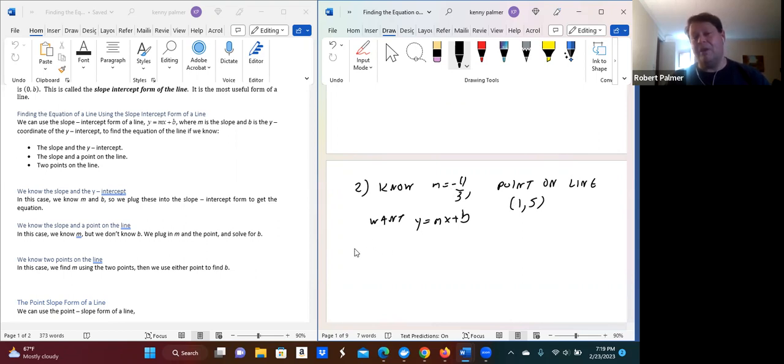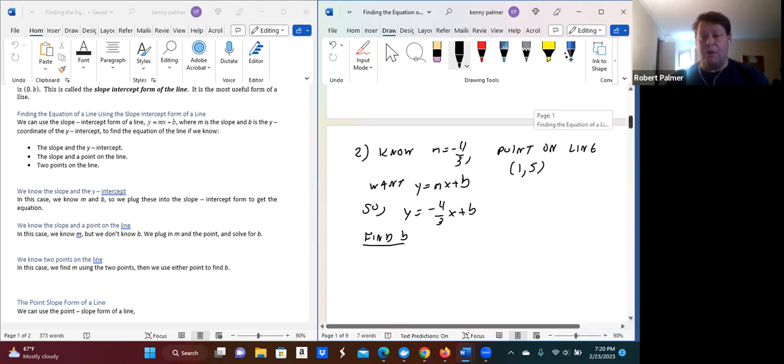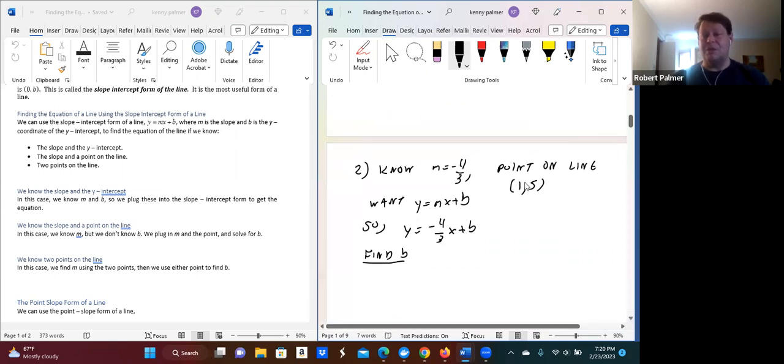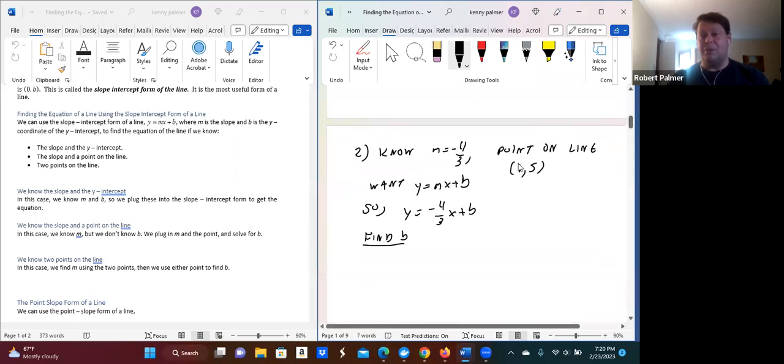So what we have so far is we can plug in the slope. This is y equals -4/3 x plus b. Then, of course, I need to find b. How do I do that? Well, since I have a point on the line, once again, of course, this is not the y-intercept, so I can't just plug the 5 in. What I do is plug in the point.